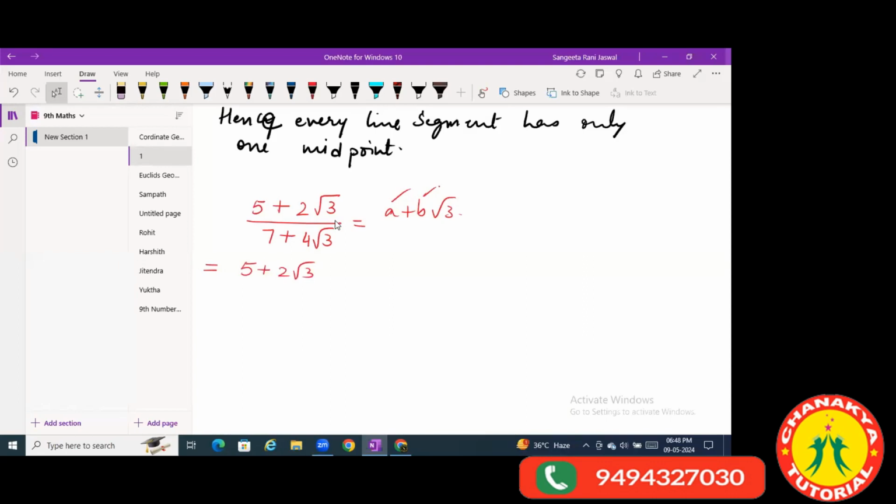Then it will become 5 plus 2 root 3 into 5 minus 2 root 3, and by 7 plus 4 root 3 into 7 minus 4 root 3. Please rationalize the denominator. Yes, ma'am. So rationalize the denominator, Harshit. Tell me what do you get when you rationalize this?